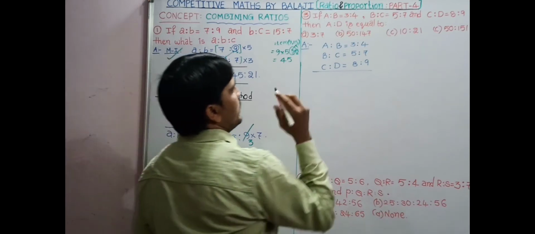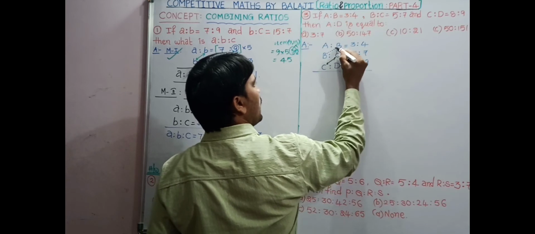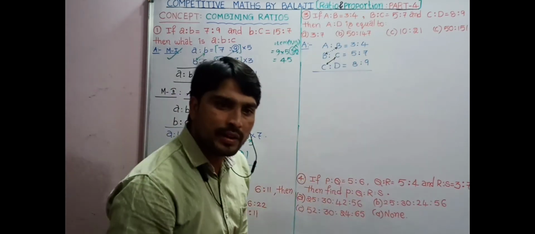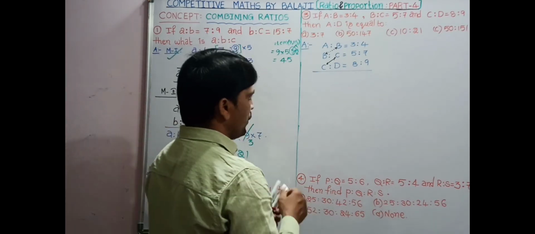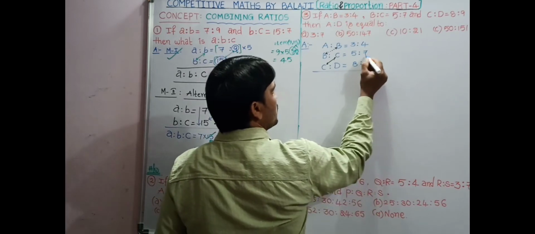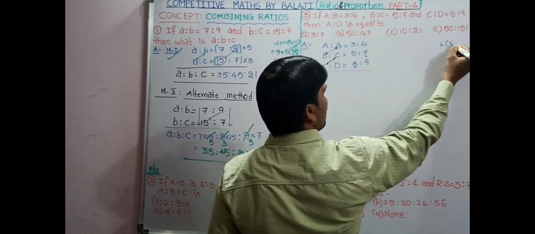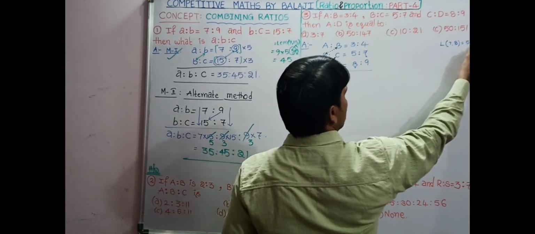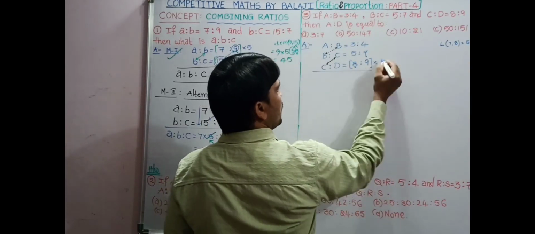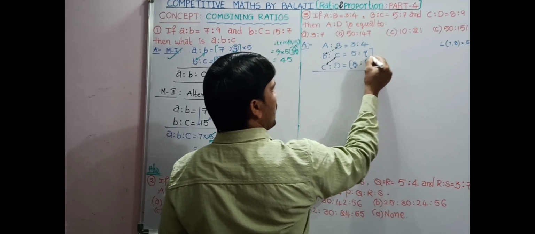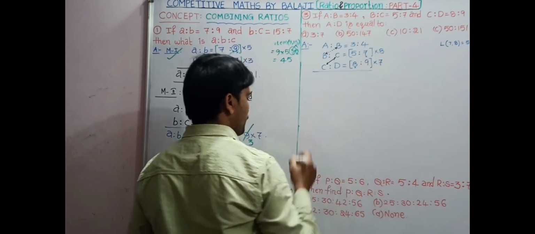But here we have 2 connecting terms, B and C. Always we have to equate these connecting terms. Consider from the bottom. Here C value is 7, here 8. LCM of 7 and 8 is 56. So to make it 56, we have to multiply this ratio by 7 and this ratio by 8, so that 8 sevens are 56 and 7 eights are 56.